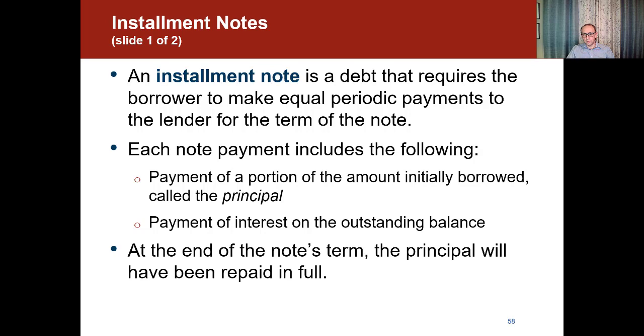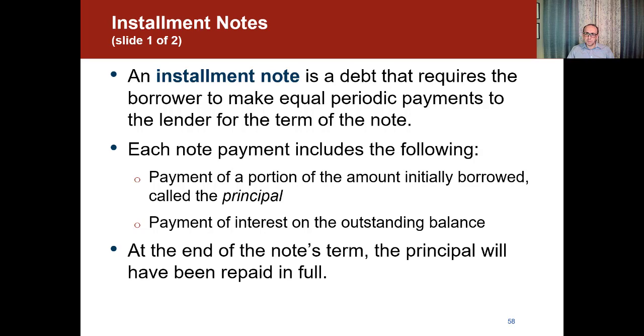But one thing that we have to pay attention to is that these installment notes are usually equal in value. So what I pay at the very first payment is equal to the same amount that's paid at the very end of the payment. So each note payment includes two things. The first thing is a payment of a portion of the amount initially borrowed, called the principal, and payment of interest on the outstanding balance.